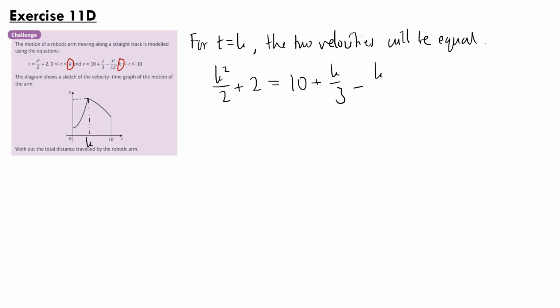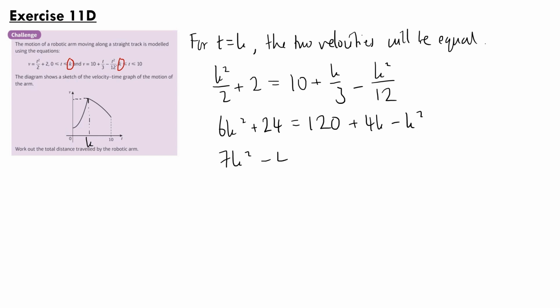equal, and therefore we have k squared over 2 plus 2 is equal to 10 plus k over 3 minus k squared over 12. Multiplying everything through by 12, we get 6k squared plus 24 is equal to 120 plus 4k minus k squared. And taking everything onto the left hand side, we have 7k squared minus 4k, and 24 minus 120, which is minus 96, equals 0. And we can put this straight into our calculator.